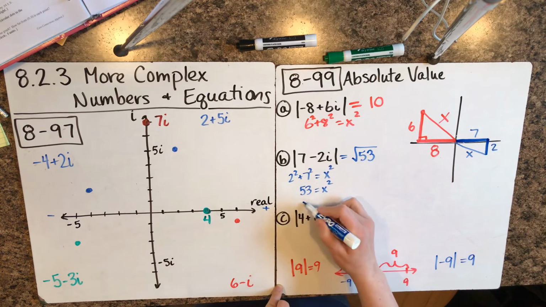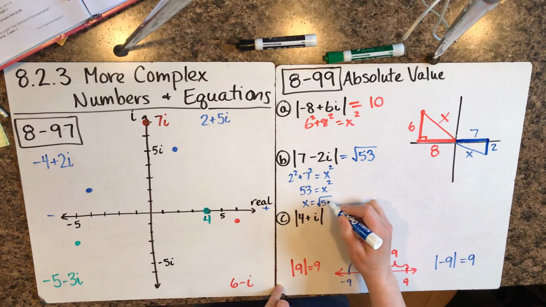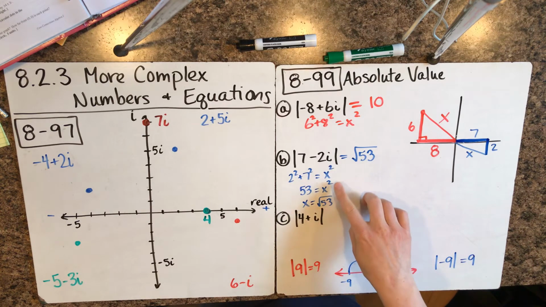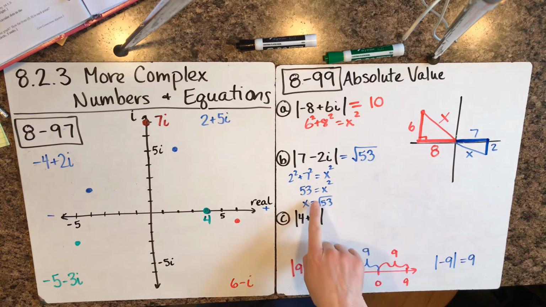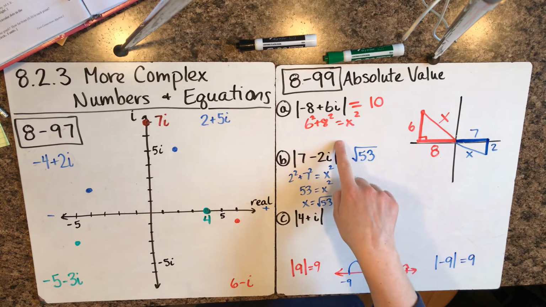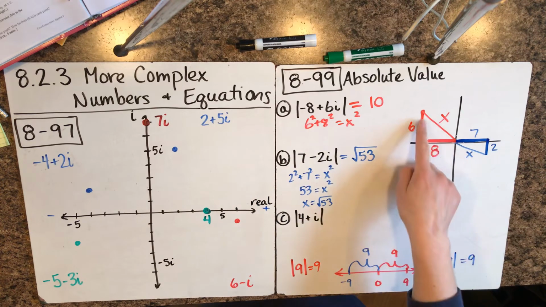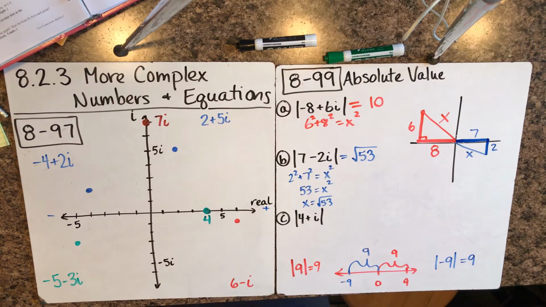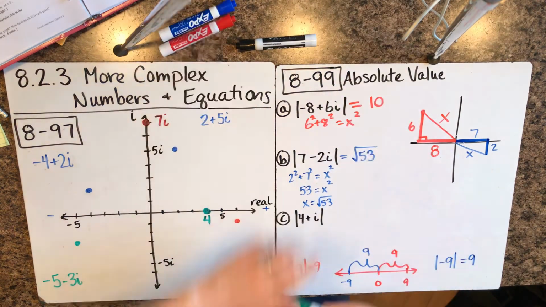If you want to plug that into your calculator and find what it is approximately, you can. And remember, technically speaking, when I take the square root of something squared, I would need to put plus or minus the square root of 53. However, because these are both talking about distances, only positive values make sense. Okay, so I can disregard the negative part.